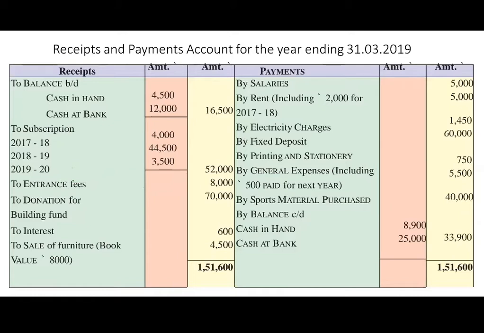But being good, it will be good if you find out by yourself which is your current year. So in this, your current year is 2018-19. Now, by subscription, because this is given on the receipt side, where will you record it? All the items on the receipt side, you will record in the income side of the income and expenditure account, right?